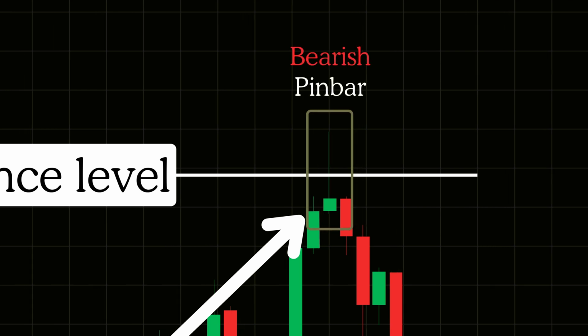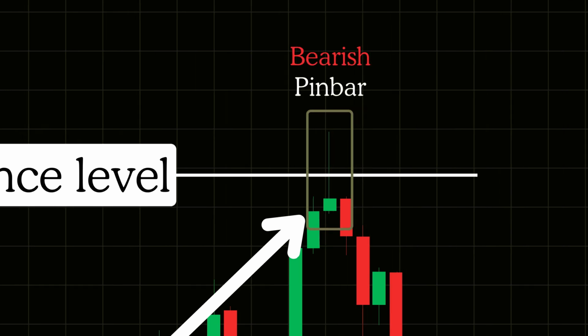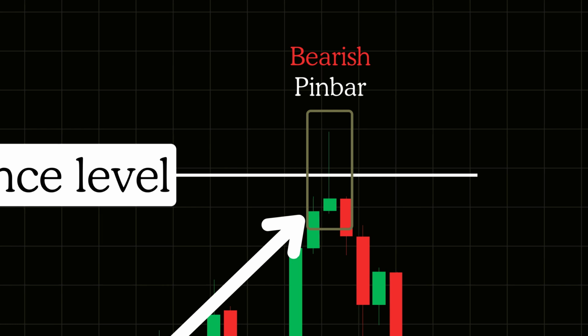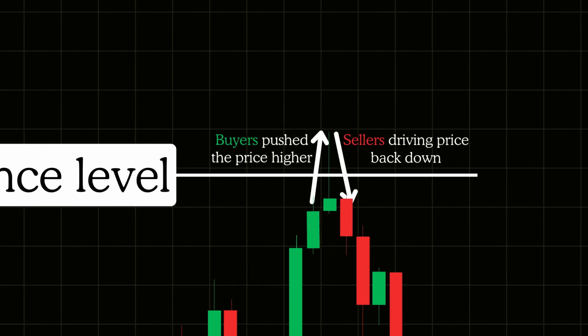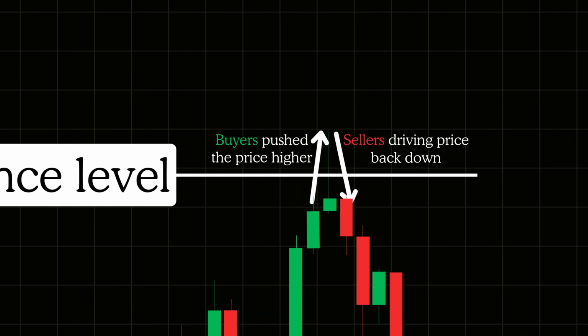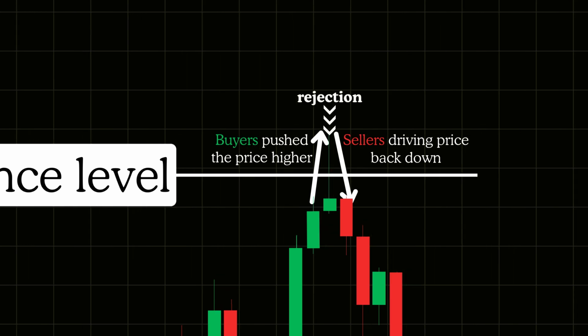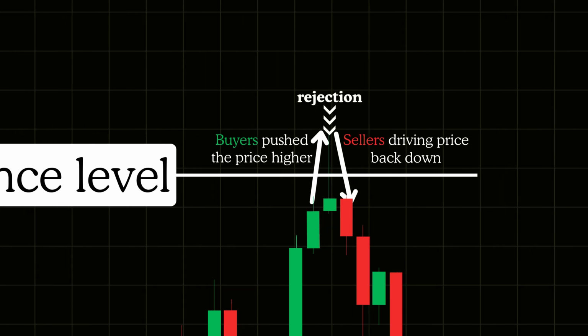This is considered bearish because the long tail extends from the top of the candle. Initially, buyers pushed price higher, but then sellers entered, driving price back down before the candle closed, indicating strong rejection from above. That's why the wick is visible at the top.